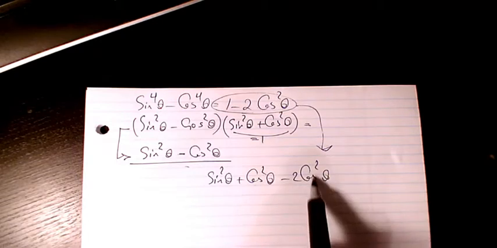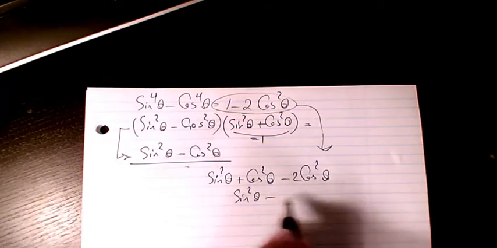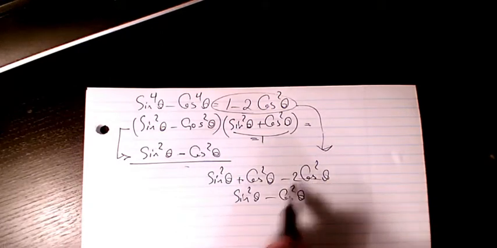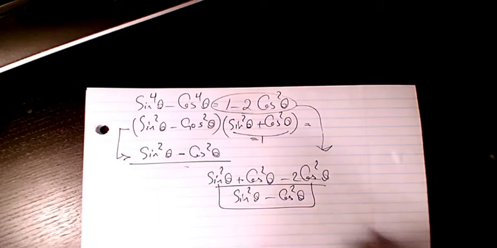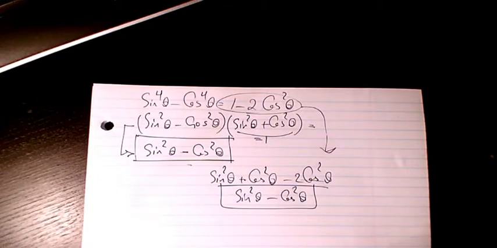Cosine squared minus 2 cosine squared is negative. So it's going to be sine squared theta minus cosine squared theta, because it's minus 1. 1 minus 2 is going to be minus 1. So as you see here, this part equals the left hand side, and that's proven.